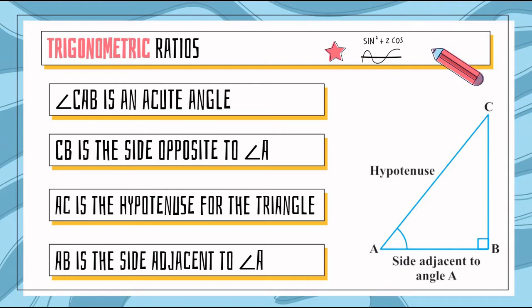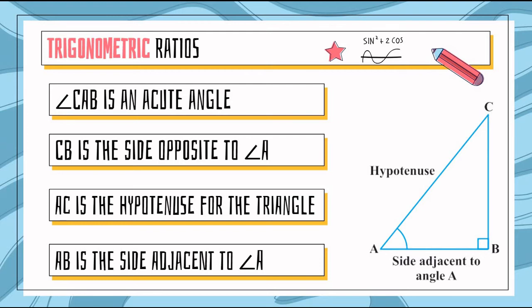So we are naming all the sides of this triangle in accordance with angle A. If you do that, we'll get this: CB will be the side opposite to angle A, AB will be the side adjacent to angle A, and as I have said, the hypotenuse in each and every triangle will always be the same, with no change according to angles.